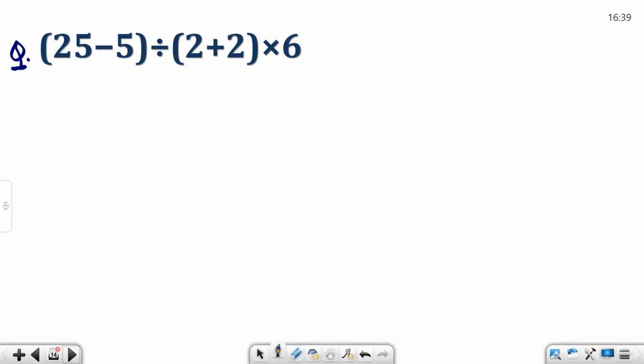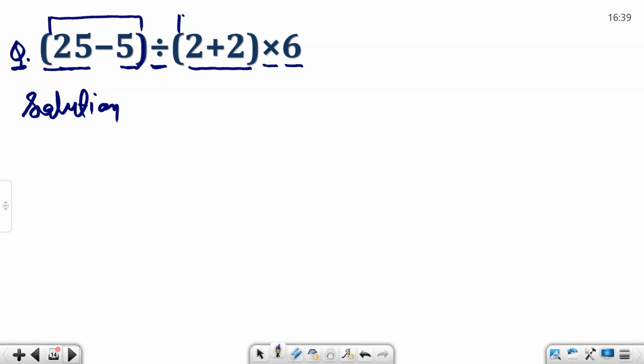Here's the question. Inside the brackets, 25 minus 5, bracket close, divided by, inside the brackets, 2 plus 2 times 6. Let's solve it. Solution. So first, we'll solve the brackets.